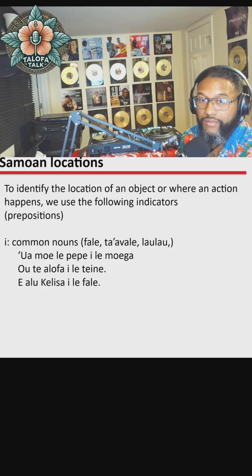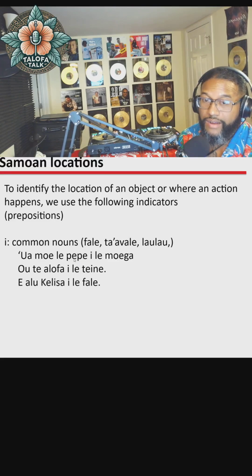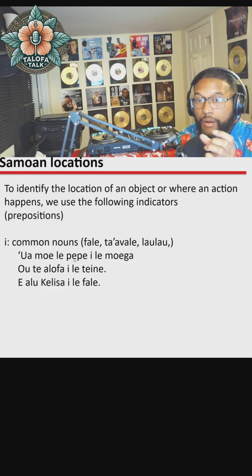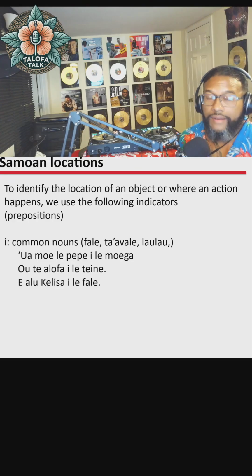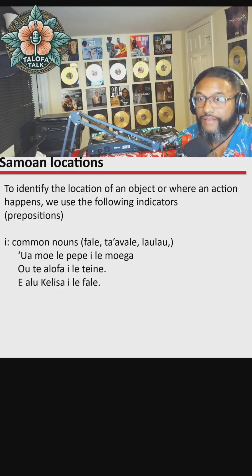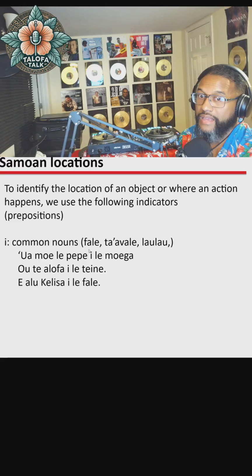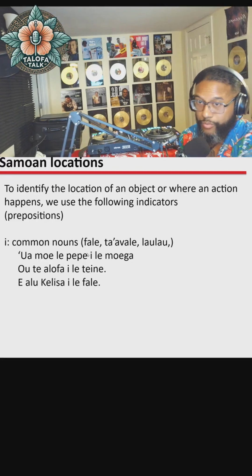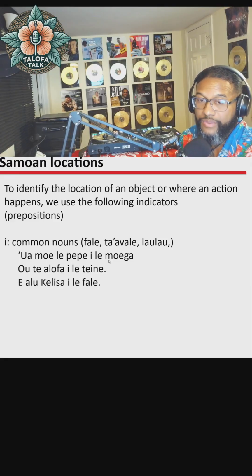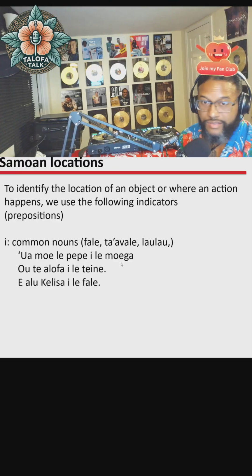Where? I le moenga. So where's the baby sleeping now? In or at the bed. I le moenga. Ua moe le pepe i le moenga. The baby is now sleeping in the bed. Okay, the baby is now sleeping in the bed. So the preposition, this fancy word up here, in Samoan it starts with the i: at the bed, in the bed. There are different ways you can translate it.